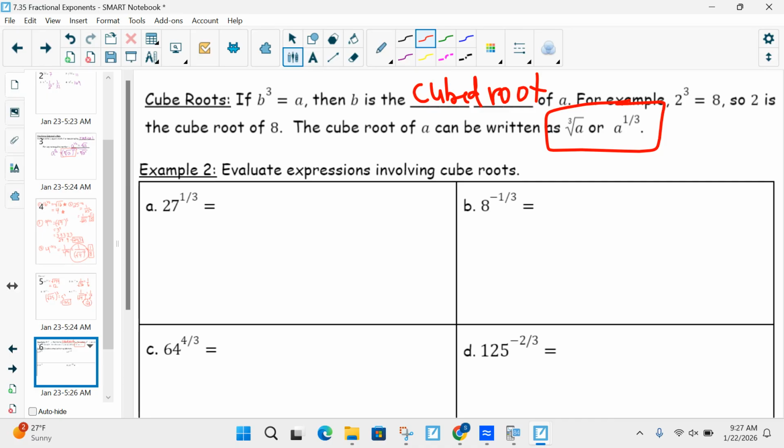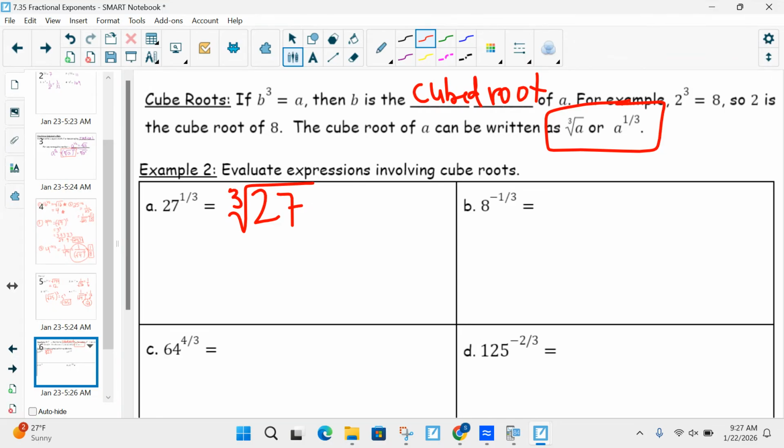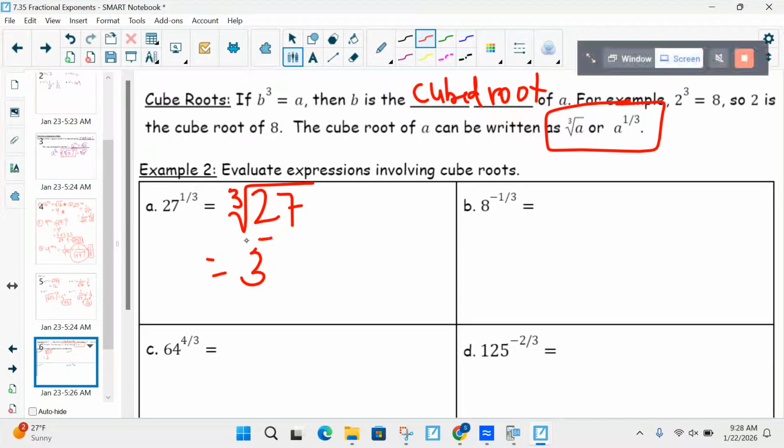So evaluate the expression involving cube roots. For part A, we're going to write it first as the cube root of 27. Now that it's not a square root anymore, it's important that we write the 3 as the root. And then the cube root of 27 is 3. For part B, a negative exponent means we're going to take the reciprocal first. And it's to the 1/3 power, which means it's the cube root of 8, which is 2.